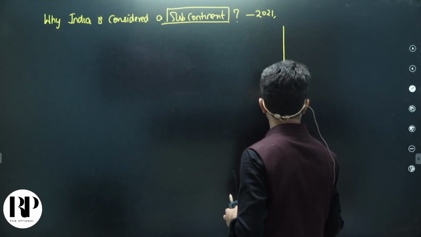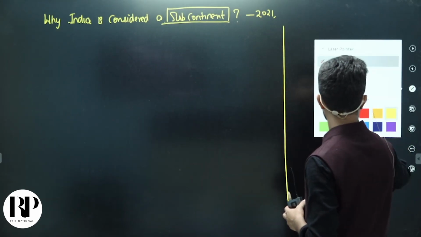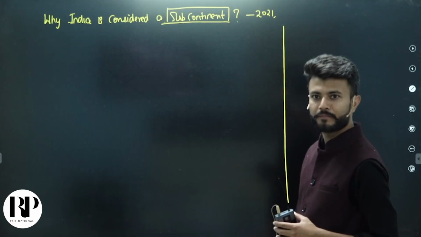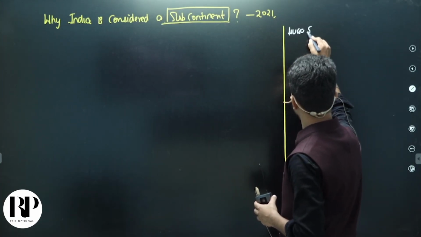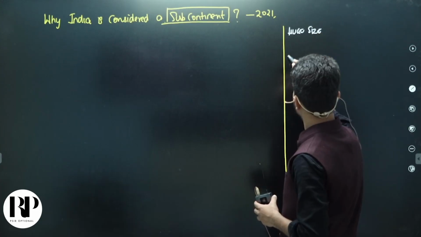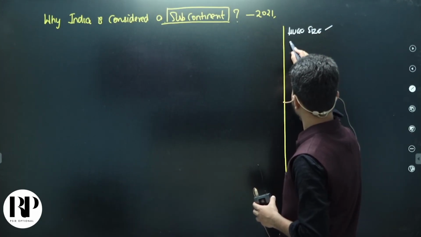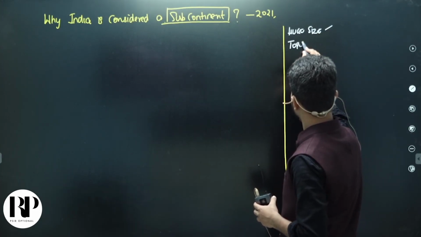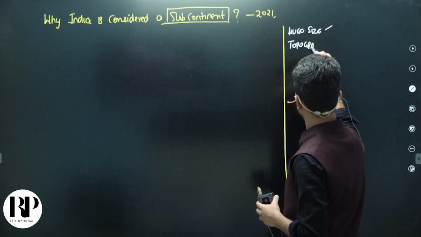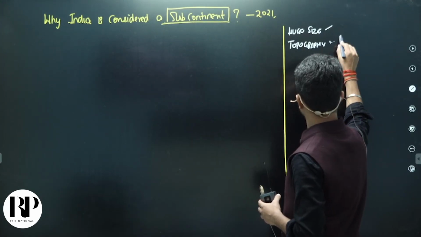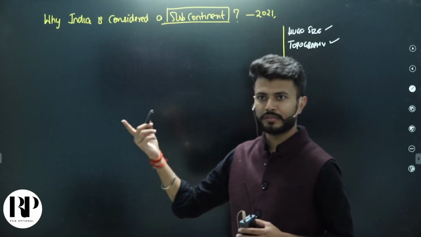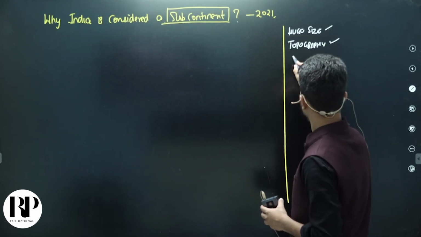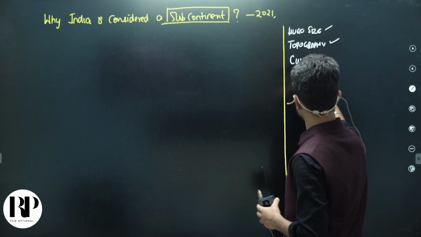Tell me some points. It has a huge latitudinal extent, and the topography of India is vast. Huge size. It has plains, plateaus, mountains, very varied topography. Multiple cultural landforms, diversity. It is like a mini Europe.